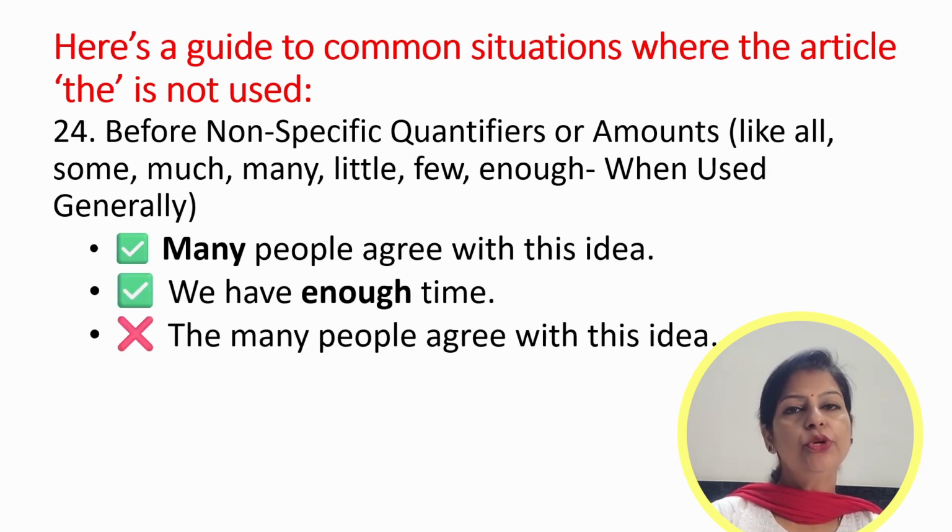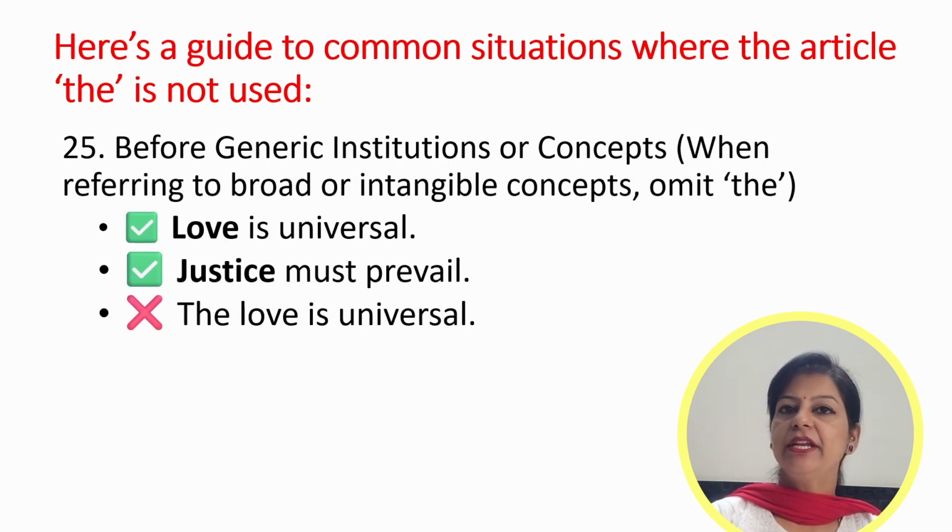Next, before non-specific quantifiers or amounts. Don't use the when words like many, some, much, little or enough are used in a general sense. Examples, many people agree with this idea. This is correct. The many people agree with this idea is incorrect. Next example, we have enough time. It is correct.